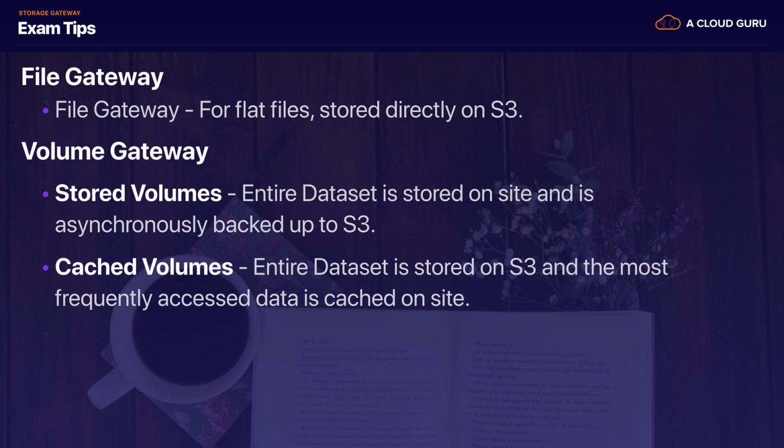Then we've got cached volumes, and this is where your entire data set is still stored on S3, but the most frequently accessed data is cached on site. And with stored volumes, the entire data set is stored on site. So that's the difference. With stored volumes, you've got your entire data set on site. With cached volumes, you've only got your most frequently accessed data cached on site.